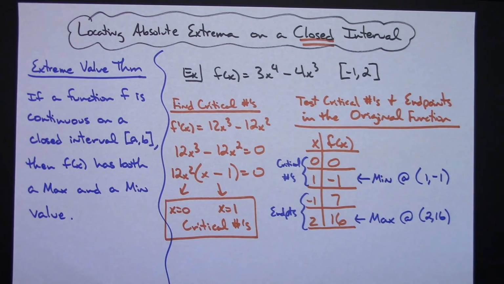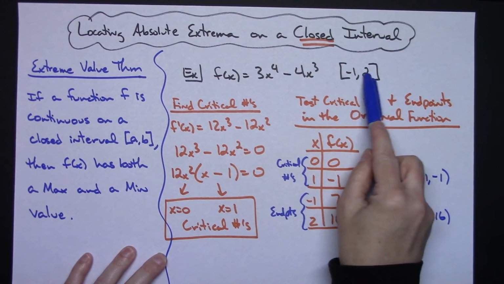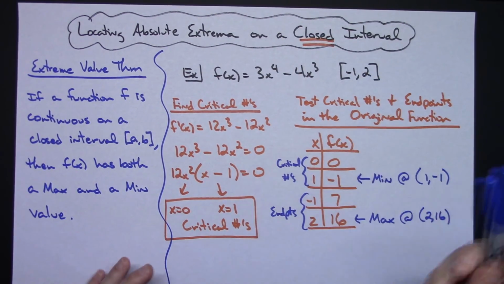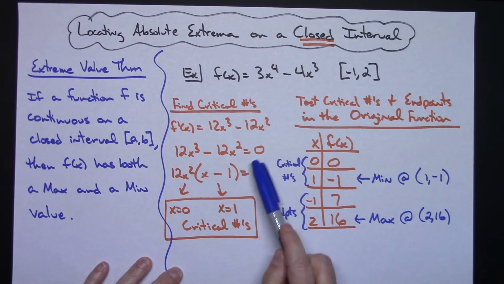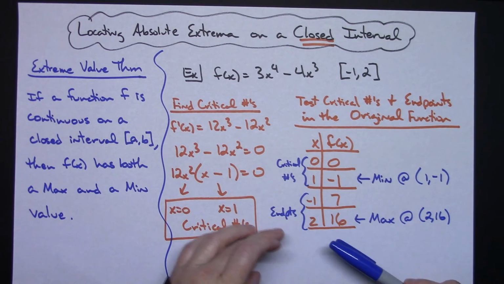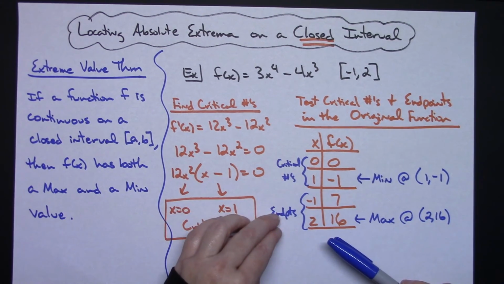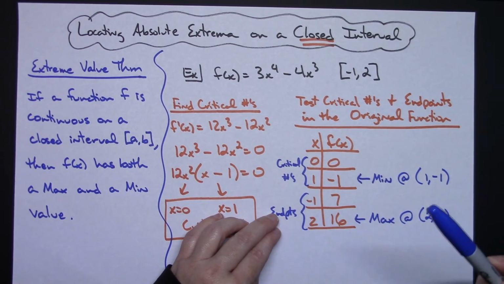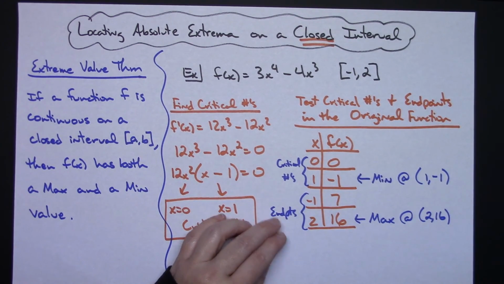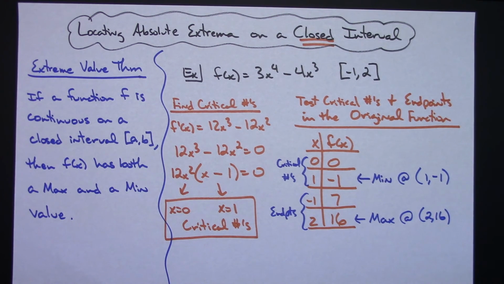So that's a nice little straightforward way to find your absolute extrema on a closed interval. Make sure that your function is continuous, especially continuous in that given interval. Find your critical numbers by taking the derivative, setting it equal to 0, and solving. Then test all your critical values and your endpoints in that original function, because that's going to be your possibility for your absolute extrema. So one little example here, just to try to make it straightforward for you.